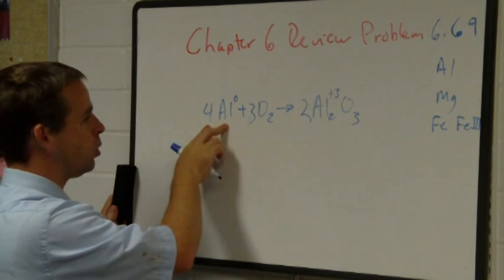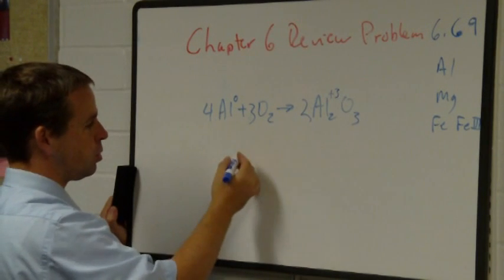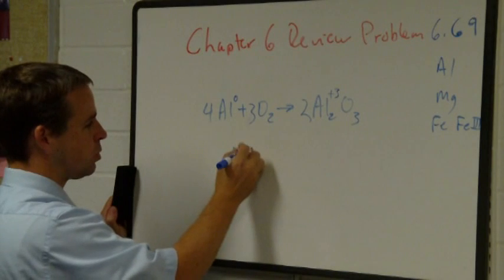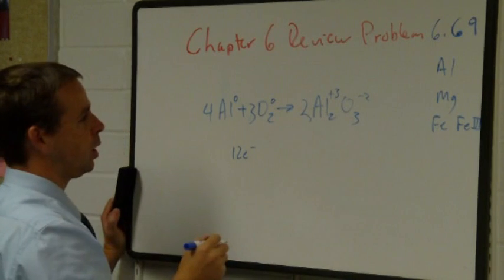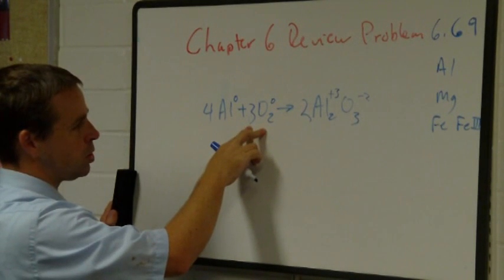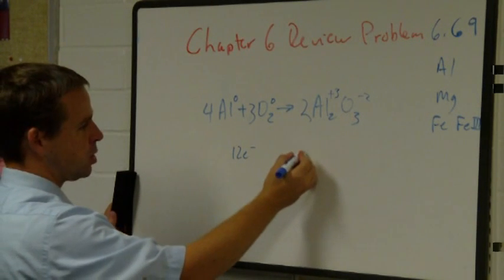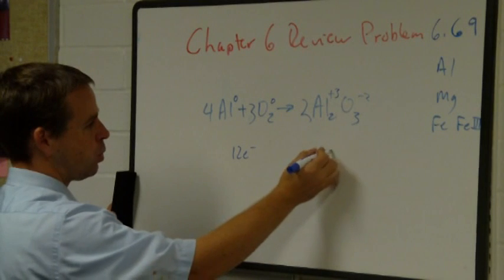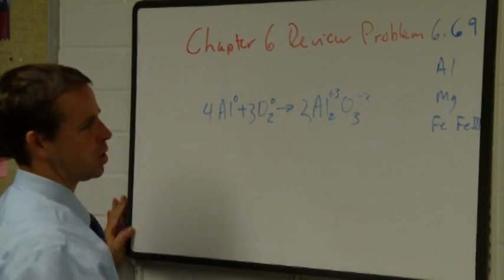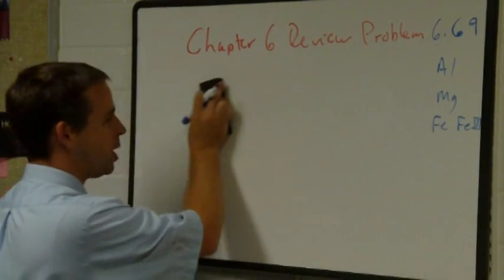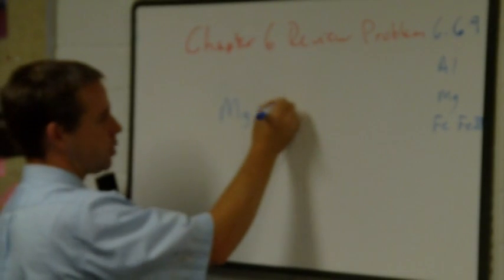So there were 4 aluminums that went from 0 to +3. 0 to +3, that's 3 times 4, that's 12 electrons that were given up by the aluminum. The oxygen went from 0 to -2, and there were 6 oxygens that did that, so 6 oxygens gaining 2 electrons, that's 12 electrons that were gained. So there's 12 electrons given up by the aluminum, and 12 electrons gained by the oxygen. So again, we see that balancing by inspection is fine, and we can verify that by looking at the electrons.